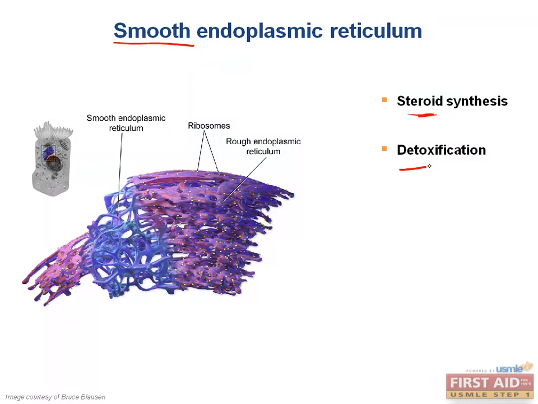And what about detoxification of poisons? That would also be hepatocytes. There's one more thing you should know about the smooth ER. This is where the protein glucose 6-phosphatase is located.